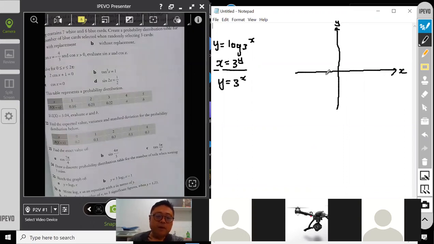Yep, and it passes through a y-intercept of? 3. Not quite. It's 1 usually, isn't it? Yeah, 1. So the y-intercept is when x equals 0. 3 to the 0 is 1. So the graph will look like that, right? But when x equals 1, y equals 3. So that's the point (1, 3).